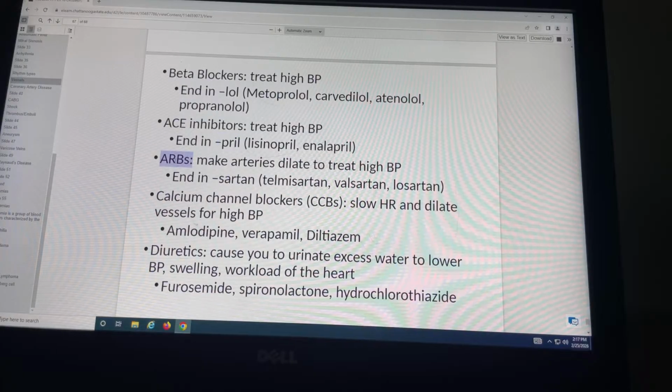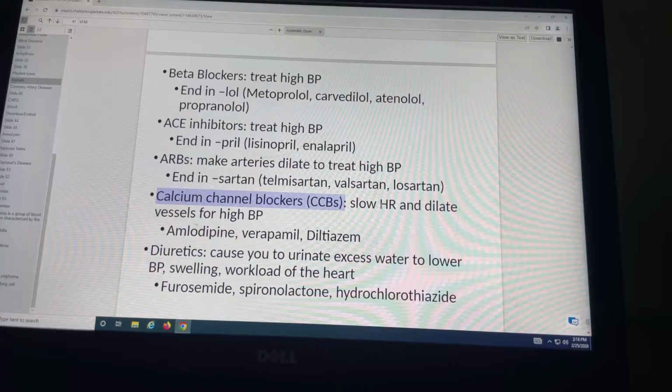ARBs also treat blood pressure. These make your arteries dilate, so they help them vasodilate better. And these end in sartan: telmisartan, valsartan, losartan. It's nice when they follow the pattern and they all end in the same thing to help you identify them. Unfortunately, calcium channel blockers do not follow that rule because they have different endings. These are the most common three, the most common ones you'll see: amlodipine, verapamil, diltiazem.